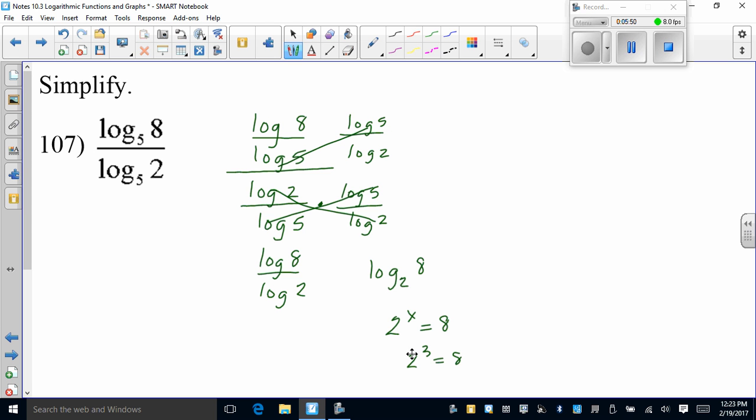I don't know if this one said, yeah, it didn't say. It just asked you to simplify it. So getting it to log of 8 over log of 2, or even getting to this one would have been simplified. But anytime they tell you to simplify, if you can get it to a number, do take it down to a number.